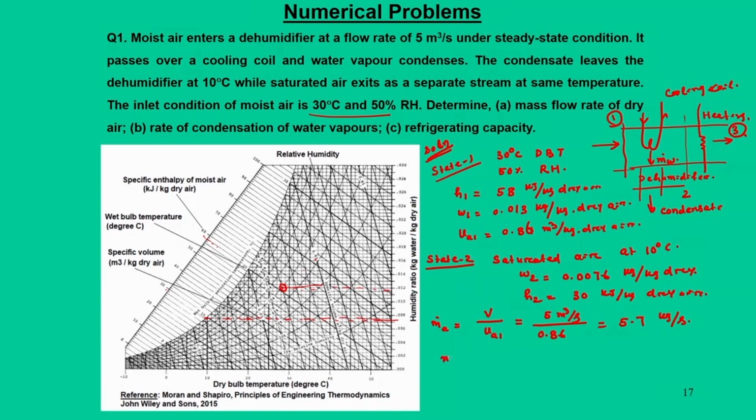And then we can find out m dot V 1 is equal to m dot V 2 plus m dot W. So, we can write omega 1 m dot A is equal to omega 2 m dot A plus m dot W. From this we can say m dot W by m dot A is equal to omega 1 minus omega 2, and this value would be 0.0057 kg by kg dry air.